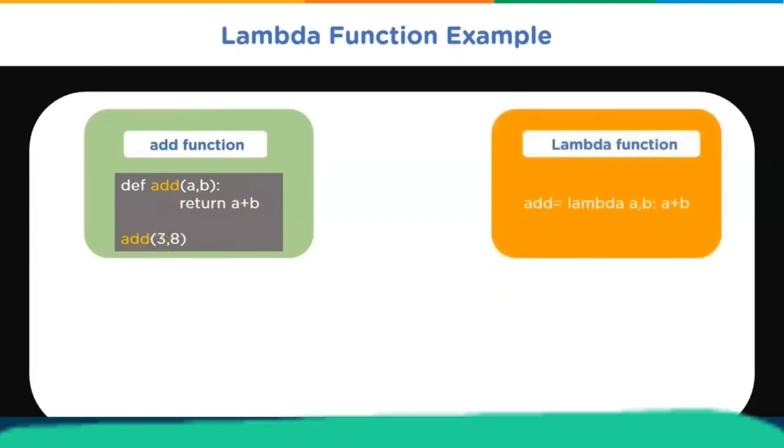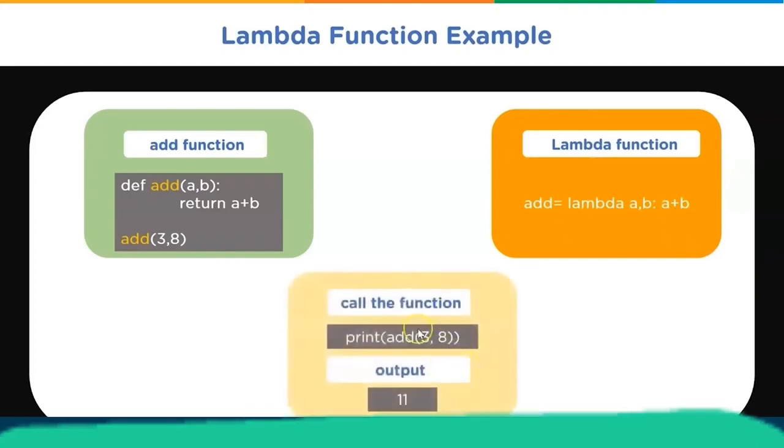Now this operation can be done using the lambda function as shown here. So we have defined a variable called add, which is equal to, and then we have used the lambda function followed by the two parameters or arguments. So here a and b are the arguments, and then I have my expression a plus b. See, all this you can do in one line. And then to call the function you use print followed by the variable which is add, and then you have the arguments 3, 8. So the addition of 3 plus 8 would be 11.